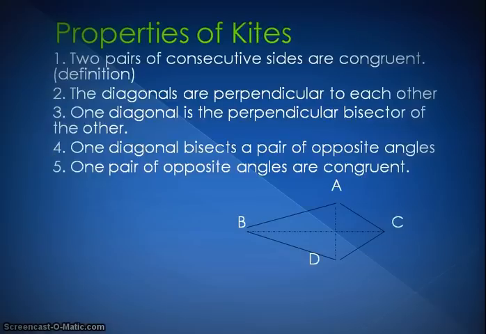Our properties of kites, the awkward cousin of the quadrilateral family. By definition, two pairs of consecutive sides are congruent. Furthermore, the diagonals are perpendicular to each other, and one diagonal is a perpendicular bisector of the other. One diagonal bisects a pair of opposite angles, and one pair of opposite angles are congruent, just depending on your orientation of the kite.